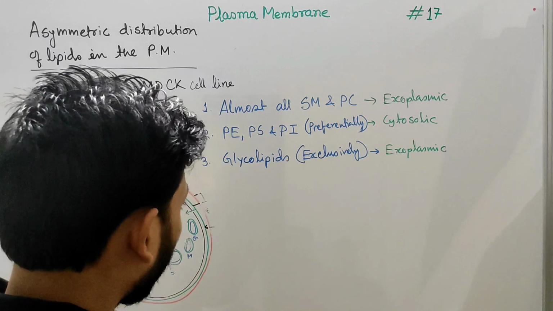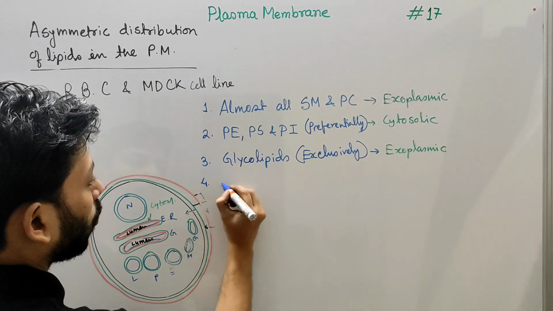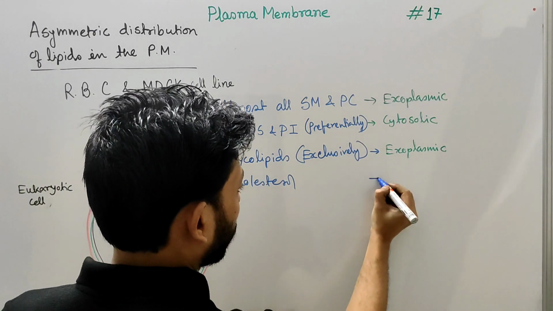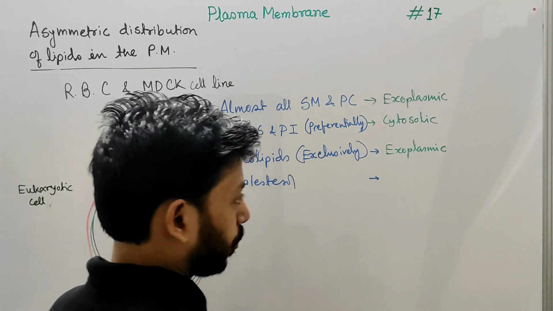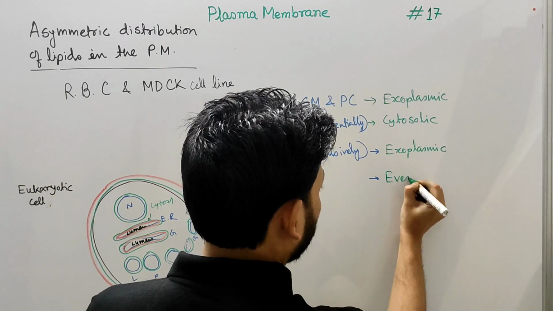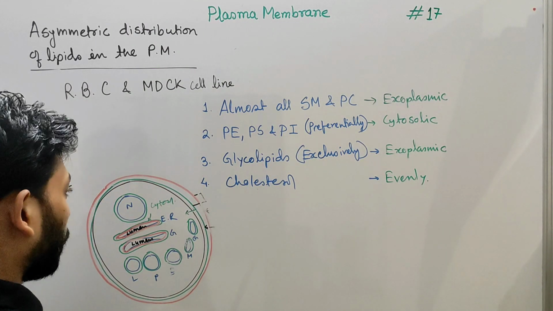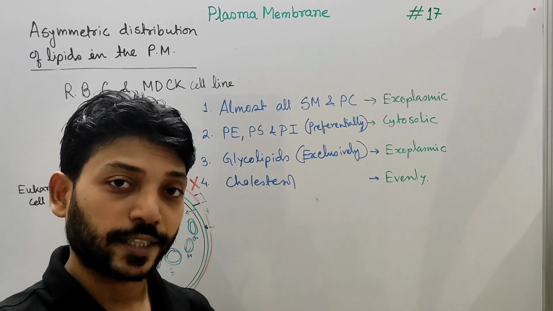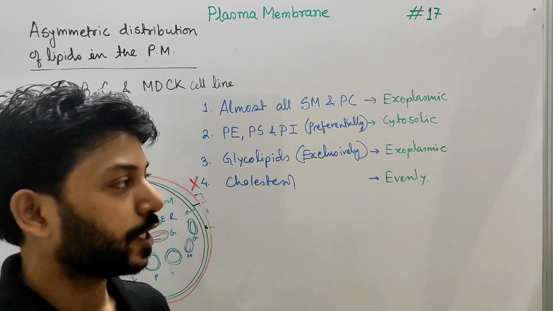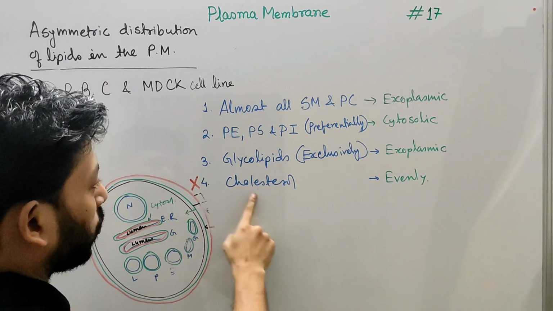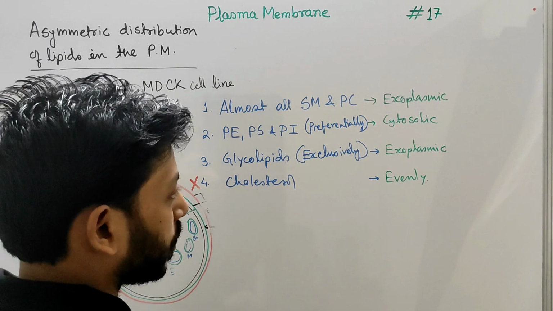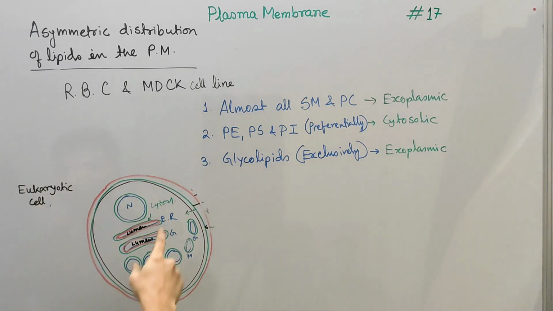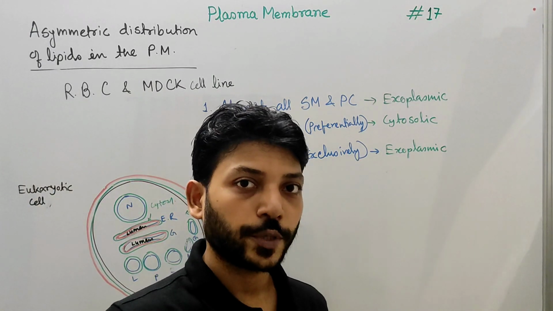Okay. Another point, they discovered that cholesterol is distributed evenly. That means it does not fall under asymmetric distribution of lipid molecules. That means 50% of cholesterol is present in the exoplasmic leaflet, 50% in the cytosolic. So there is no asymmetry in case of cholesterol. So we will remove cholesterol from this list because it is present evenly. Okay, so these lipid molecules are actually showing asymmetric distributions.